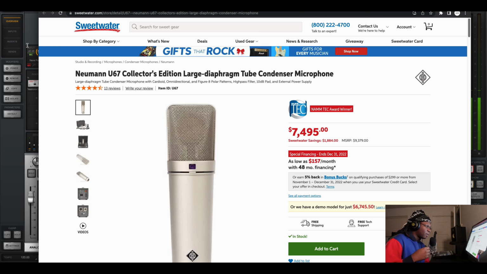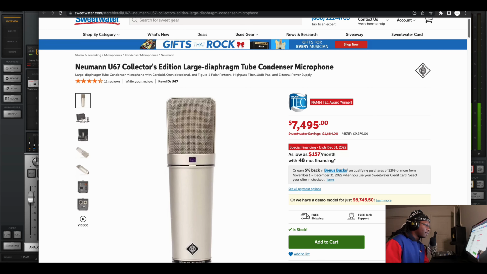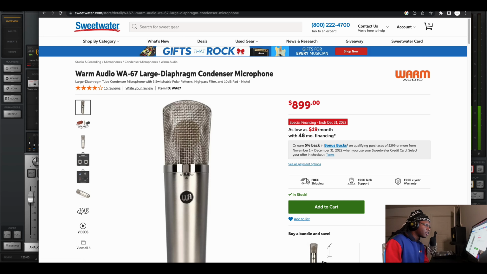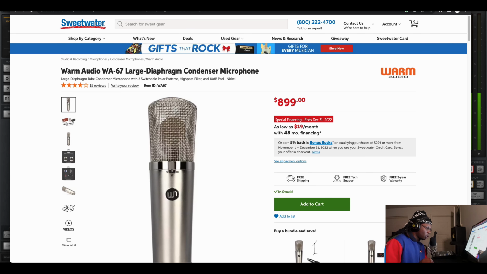Let's understand that the Neumann U67, that tube, is a very popular type of microphone that a lot of people are using. I love the fact that Warm Audio is giving us an opportunity to have a piece of history inside of our home studios nowadays. They're giving us cheap but very comparable alternatives to these classic microphones that can go upwards of $6,000, $7,000, $8,000.